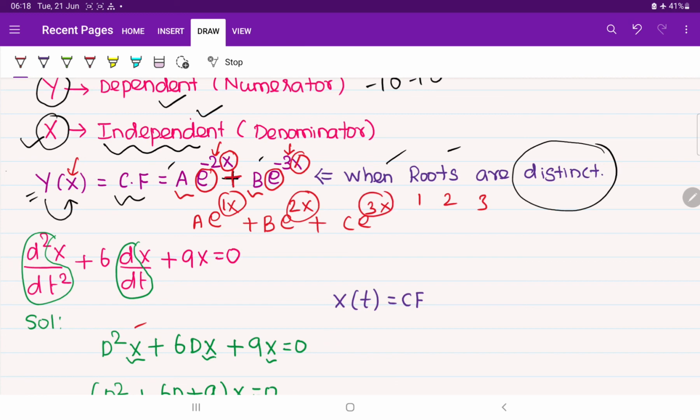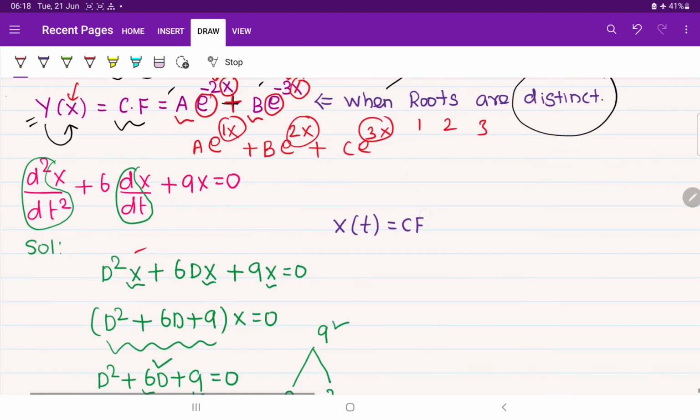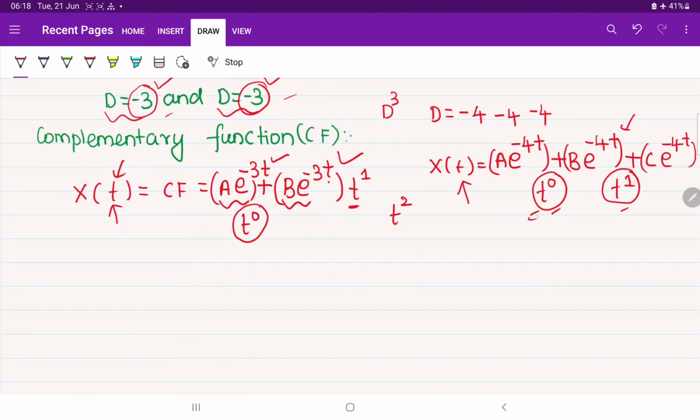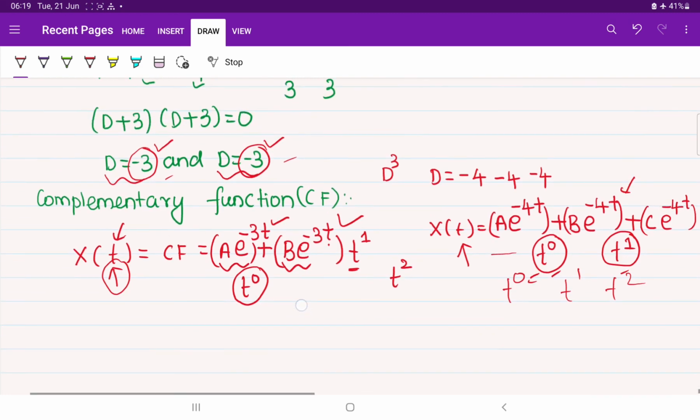If they are the same, then what you have to do is observe the dependent variable multiplied, starting from the first one, multiplied by the variable power 0, power 1, power 2 and so on. That's all. Okay, I hope now you got the complete idea about real roots. So these are all called real roots.